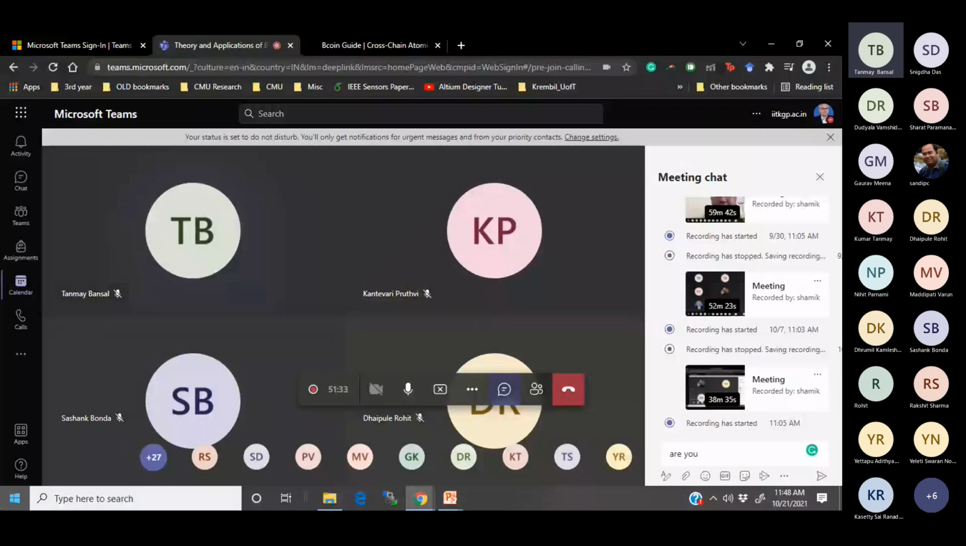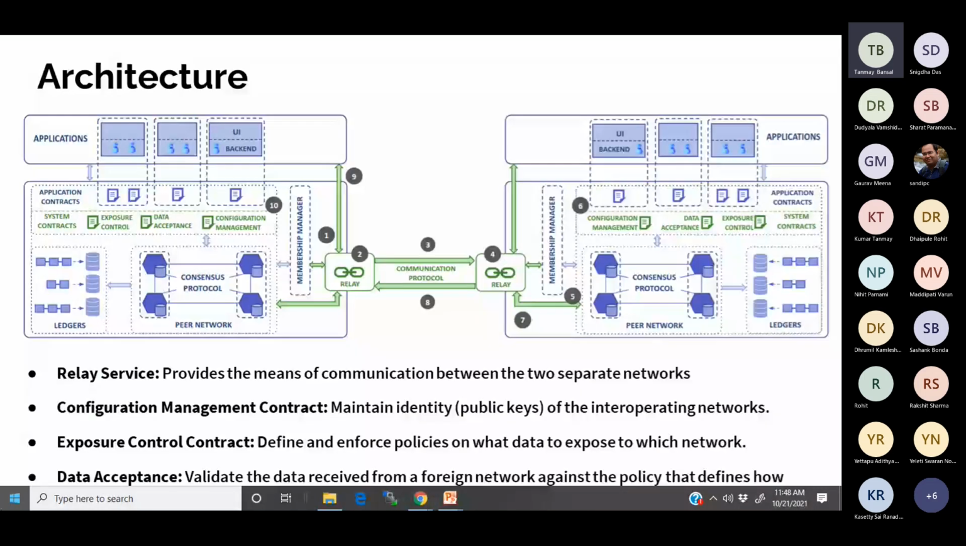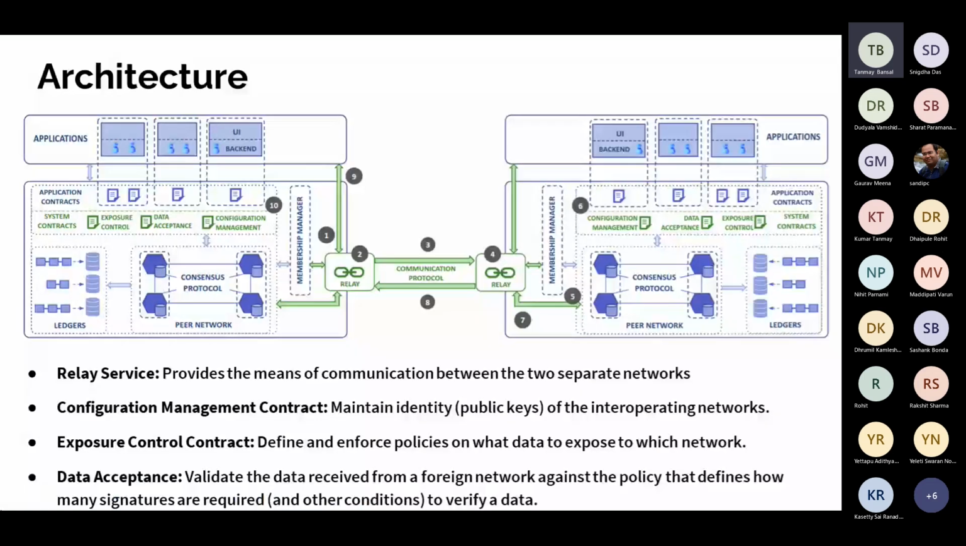So what we are talking about is that this configuration management contract maintains the identity of the interoperating networks, and the exposure control contract defines and enforces policies on what data to expose to which network. So this destination network will be getting it from the source network. So the source network would have to determine the exposure control contract. It means how much of their data can be exposed to the other network.